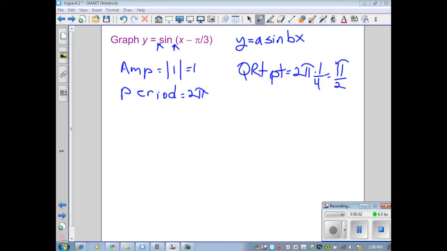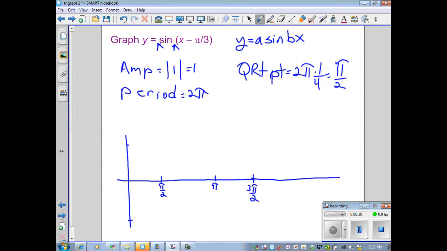Now what I want to do is graph the function y equals sine x without the phase shift of pi thirds using the amplitude, period, and quarter point I just generated. The y-axis, the x-axis, amplitude of 1, and my quarter points. Pi over 2, 2 pi over 2 or pi, 3 pi over 2, and 4 pi over 2 or 2 pi.